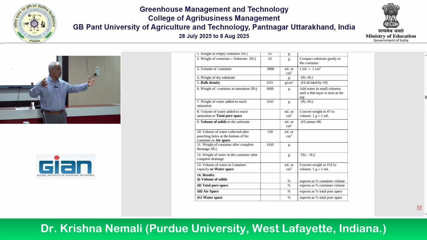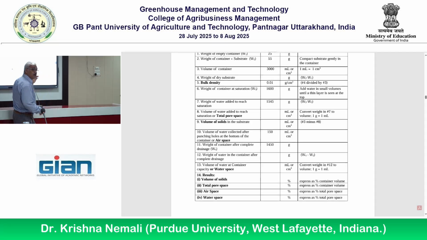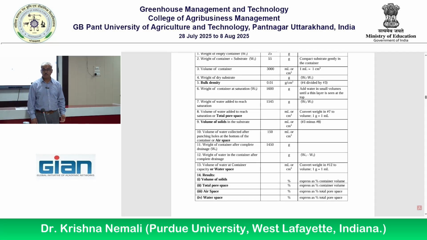If the container is 3000 ml and you added 1500 to get to saturation, that means pore space is only 50% in that medium. Right there you have determined it. Although that company guy did not give you, you are actually able to calculate in your greenhouse. Same way you can calculate container capacity, air space, and all other things based on this table. So this table will really help you. I put some numbers there because I couldn't do it before I came here. But in reality, the entire table, the value column will be blank for you. It's completely blank. You have to fill up for your situation. You start filling up one at a time, then you come all the way to the end.